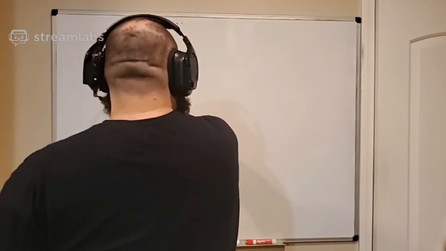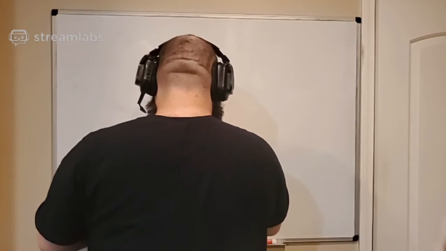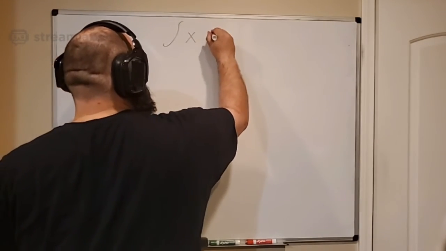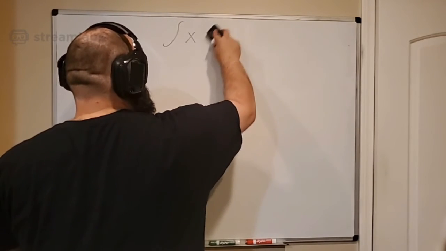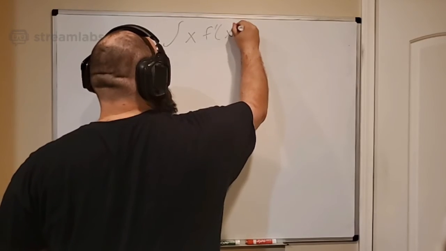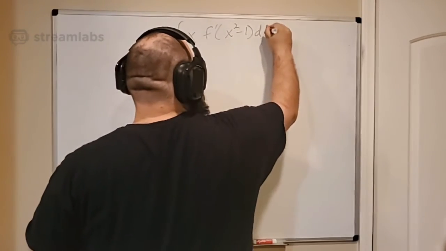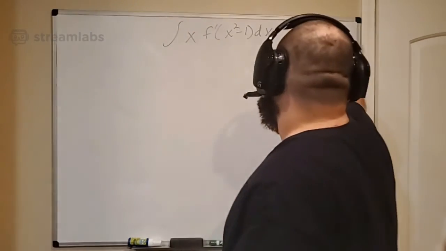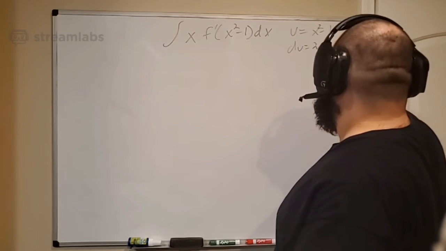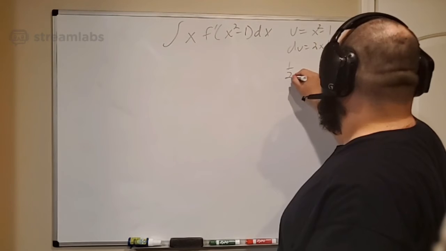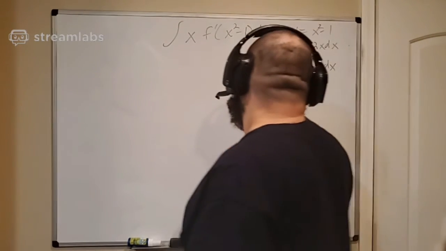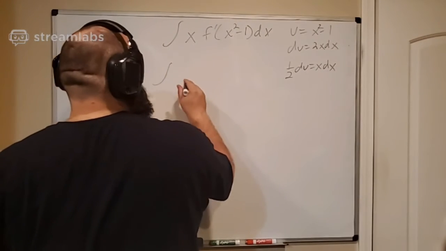So there you go, x f prime of x squared minus 1. So you end up making u x squared minus 1, so then du is 2x dx, move the 2 over, so 1/2 du is x dx. So when you make your subs in, you get the integral of f prime of u du with a 1/2 sitting out front.